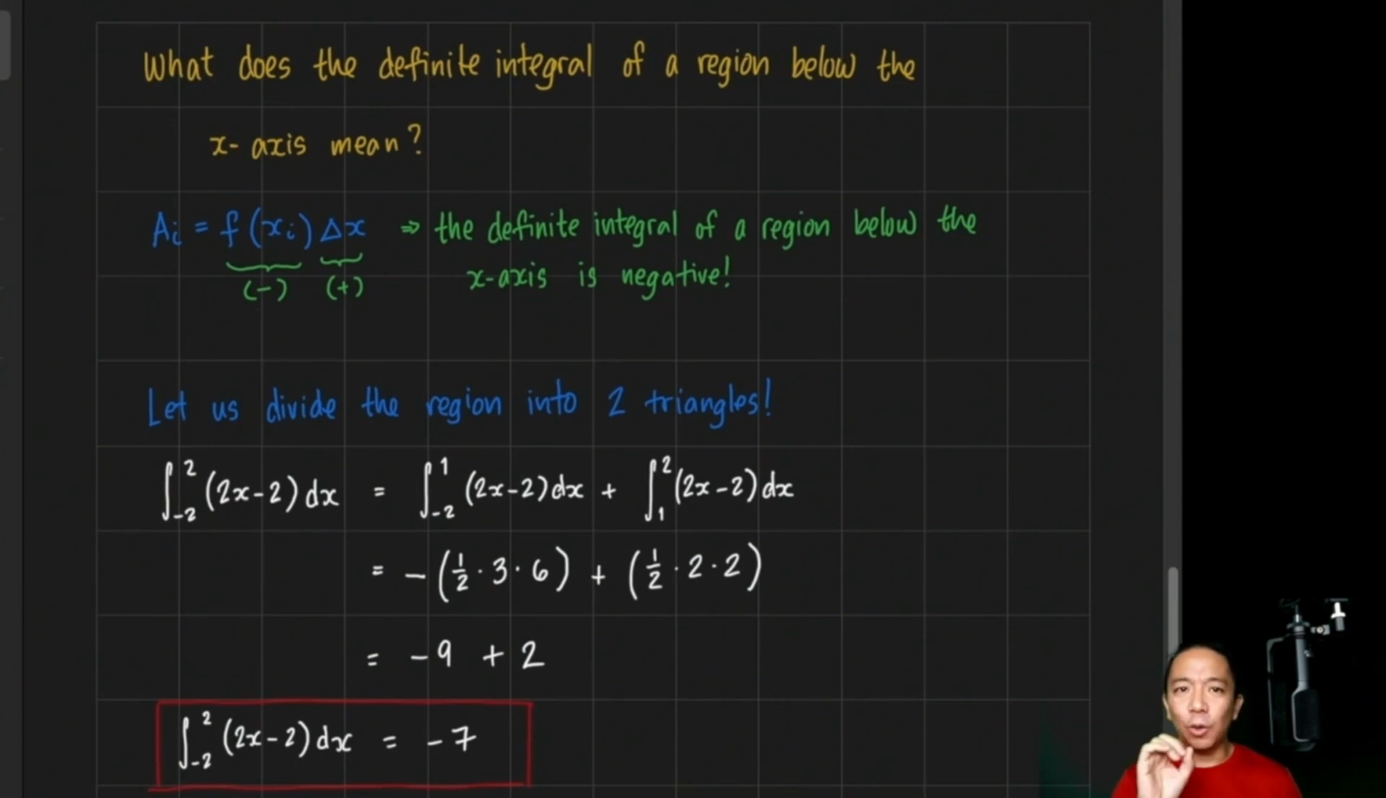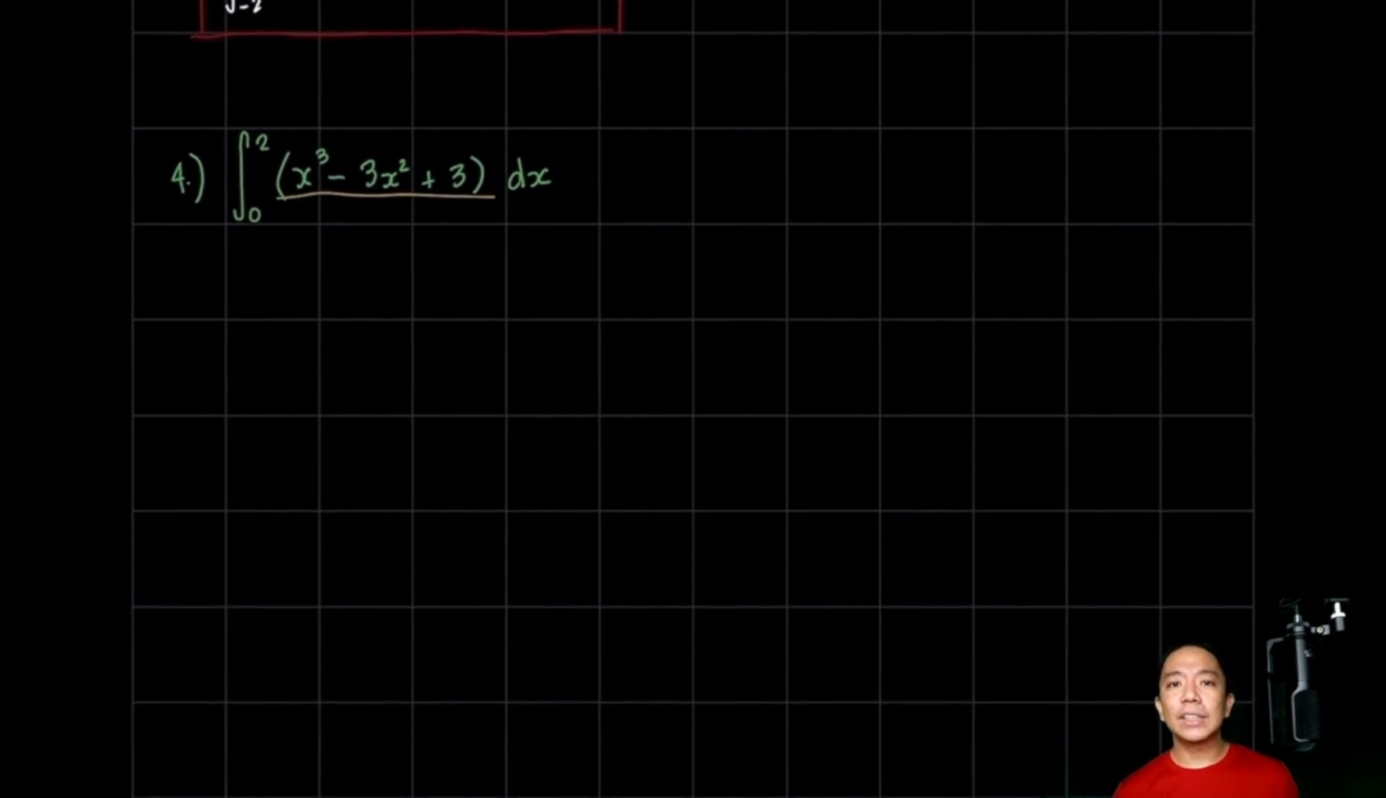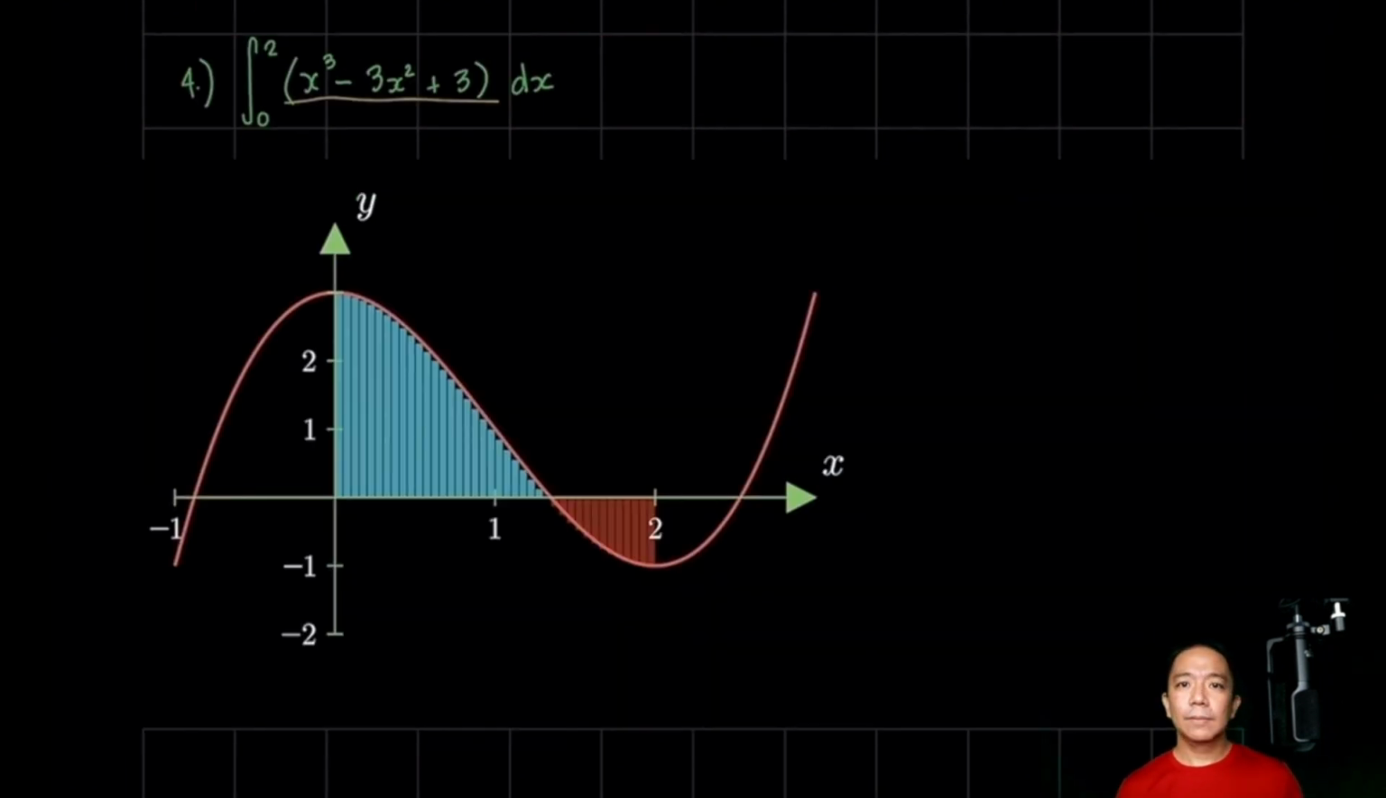Hindi na tayo nagko-compute lang ng areas ng regions na basic, like a circle or a rectangle or a triangle. Okay, so for our fourth example, we want to find the definite integral from 0 to 2 of the quantity x cubed minus 3x squared plus 3. So let's take a look at the plot of the function y equals x cubed minus 3x squared plus 3. Okay, so here we go.